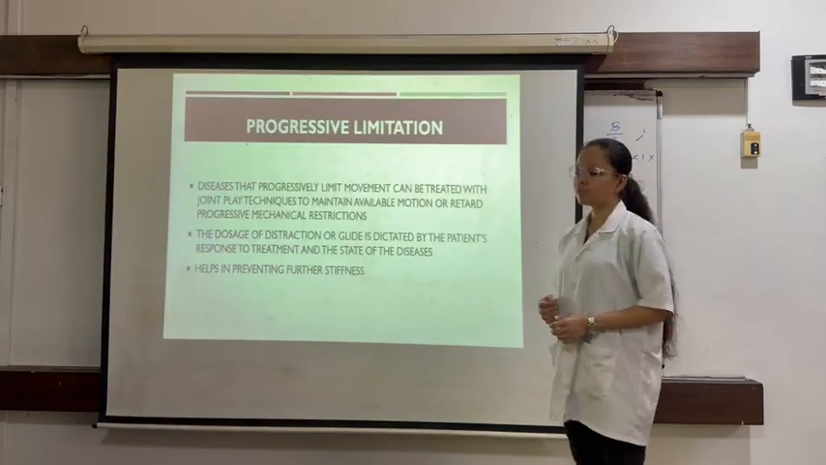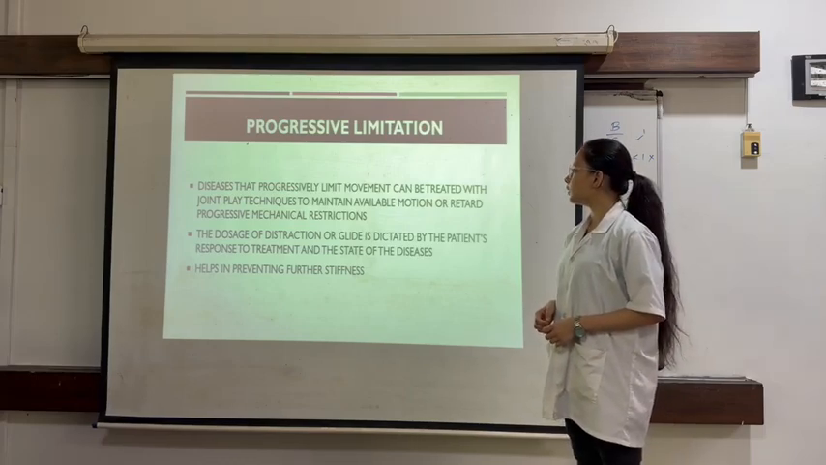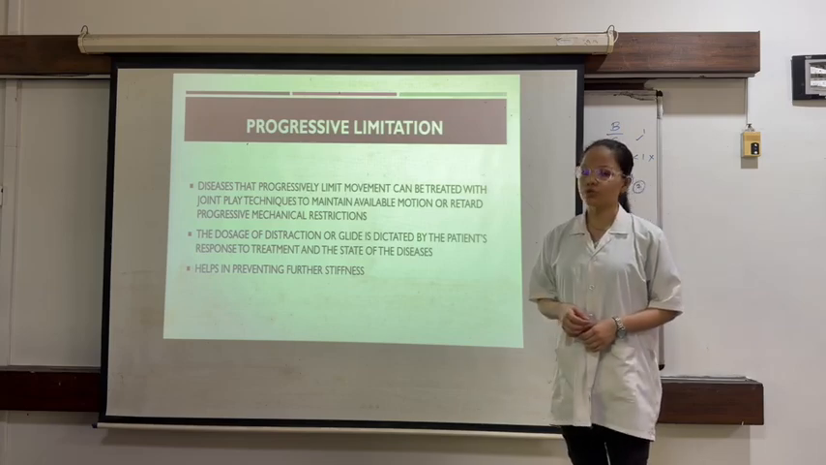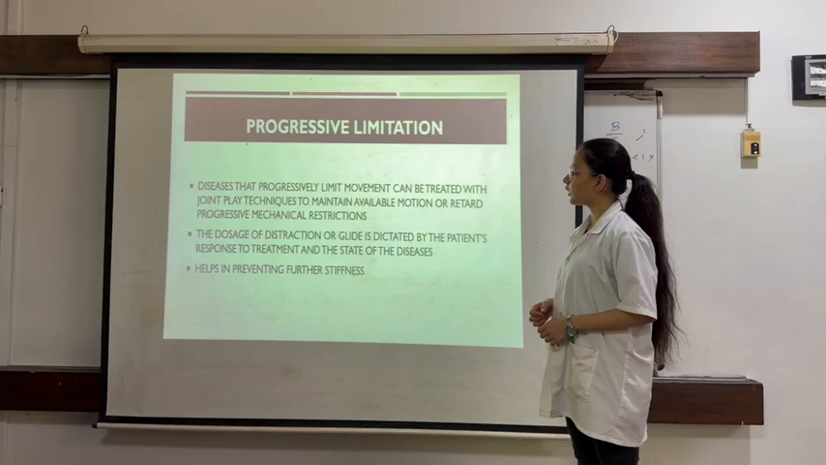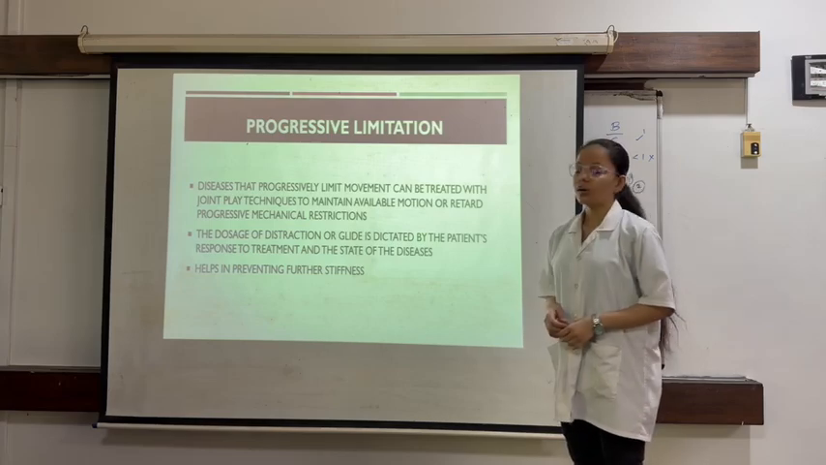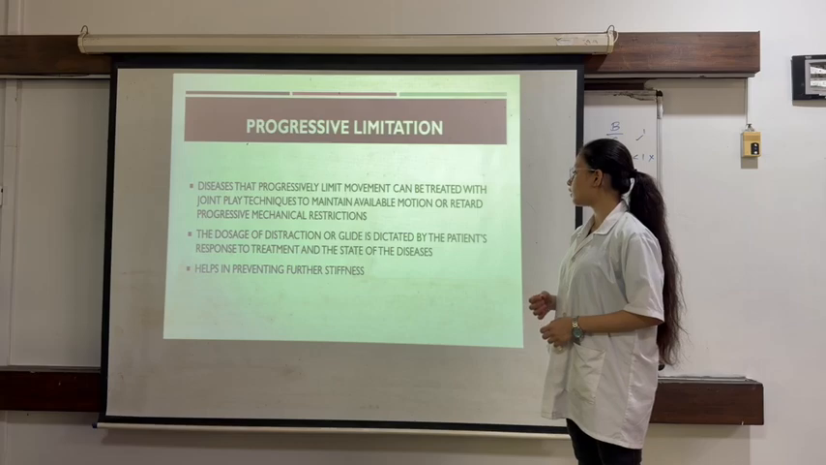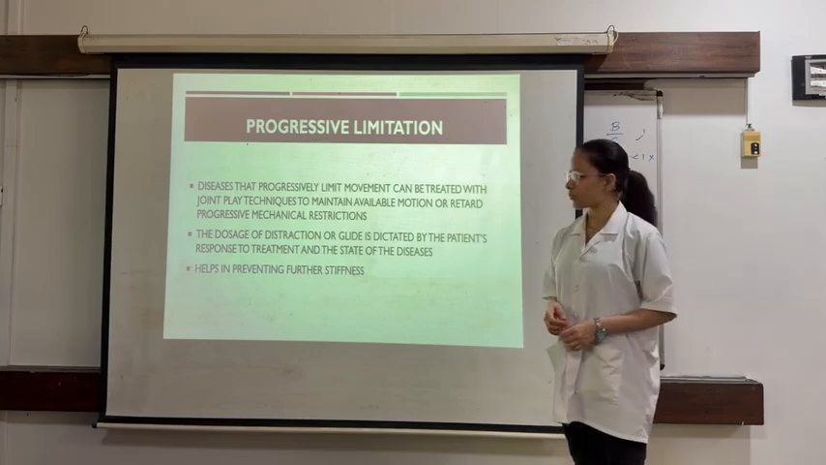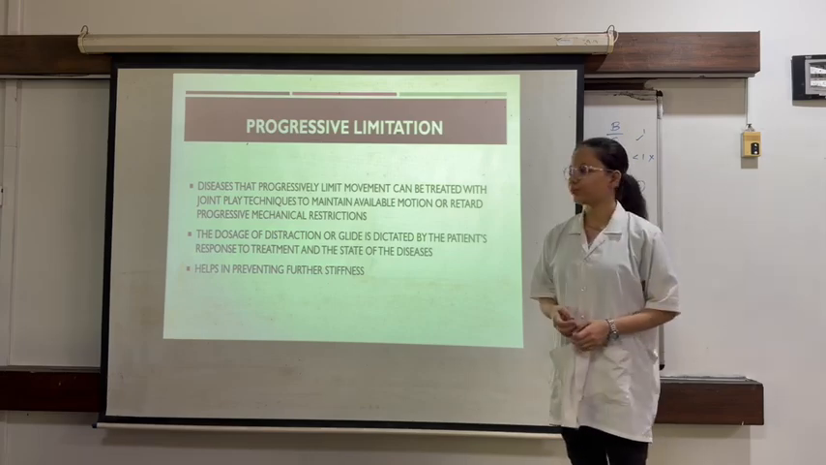Then progressive limitation. Diseases that progressively limit movement can be treated with joint play techniques to maintain available motion or retard progressive mechanical restrictions. The dosage of restriction or glide is dictated by the patient's response to treatment and the state of the disease. It helps in preventing further stiffness.